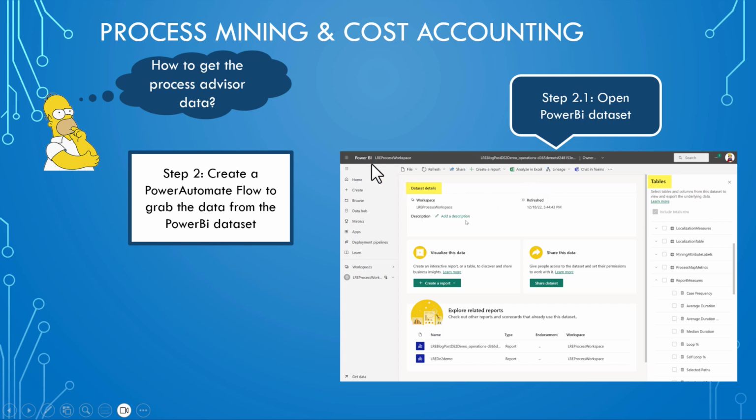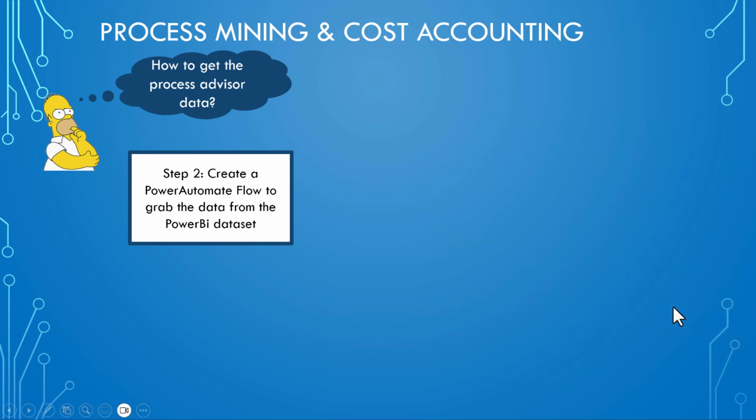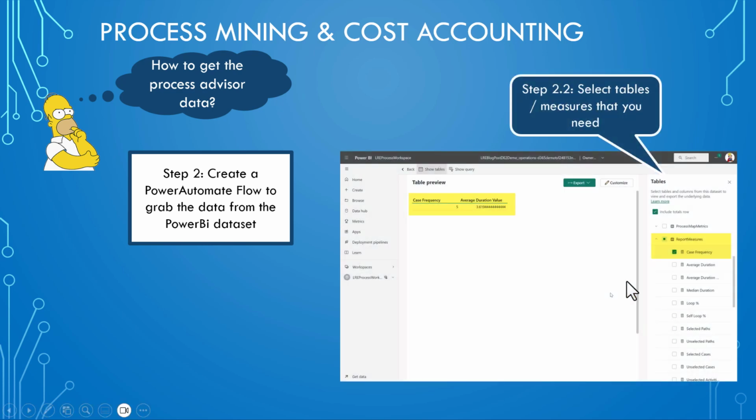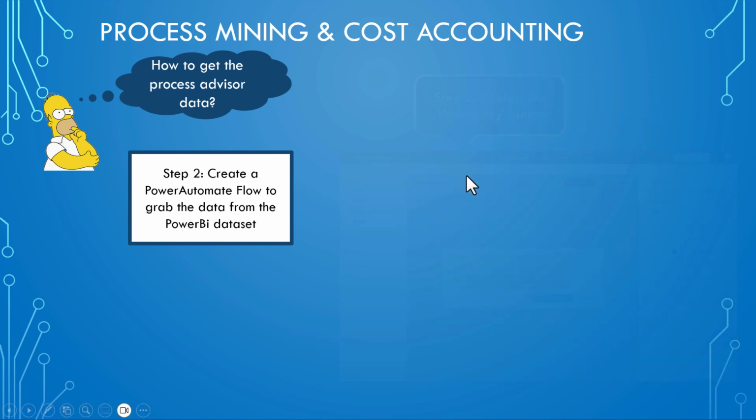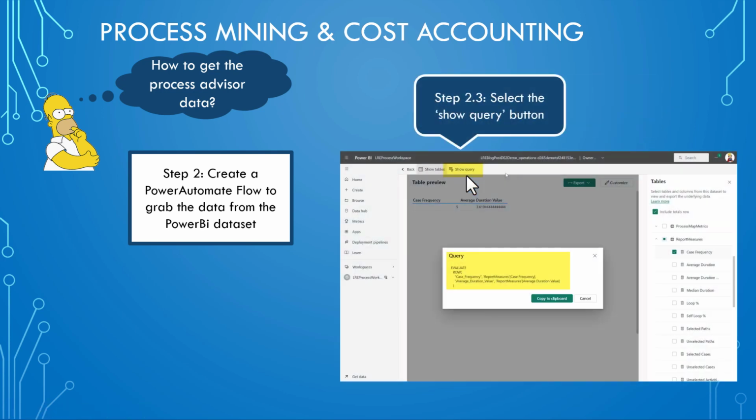So you go into the Power BI workspace, into the dataset. And then on the right hand side, you see your tables. And in the tables, you have measures. And what I used was the frequency and the average duration value. So you just click on these things. And what you get is basically here a preview. But then next to it, there is a button called Show Query. And that's exactly the string that you need in Flow to extract the data.